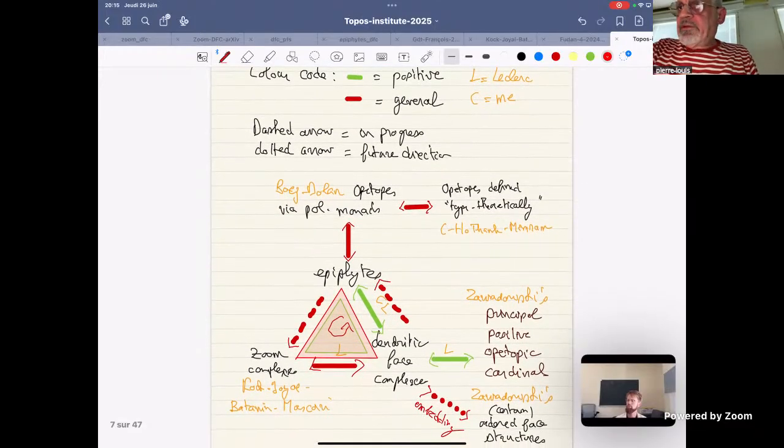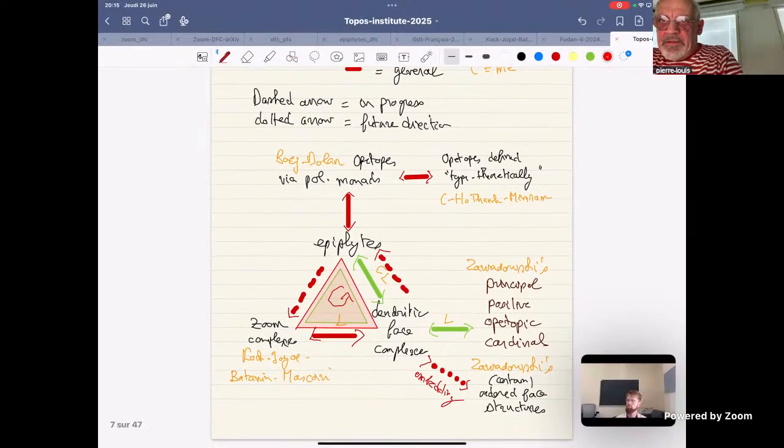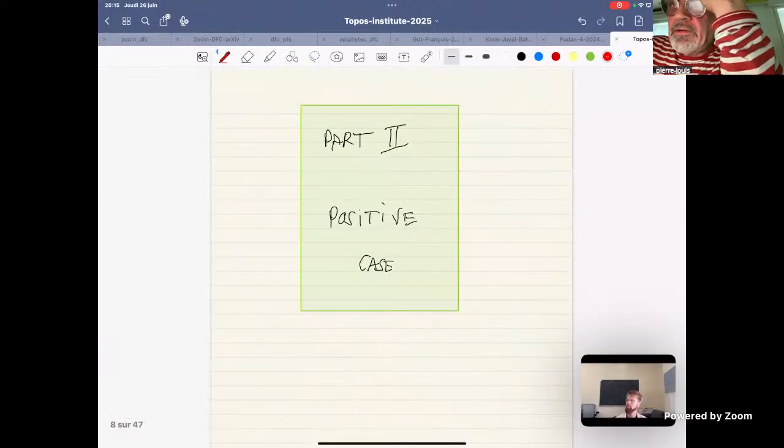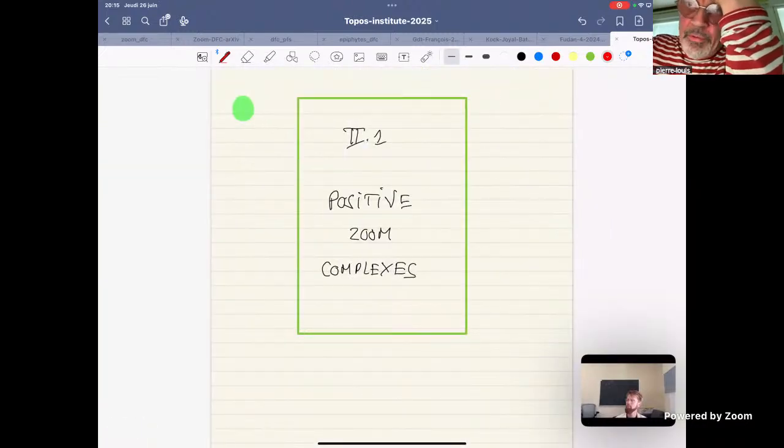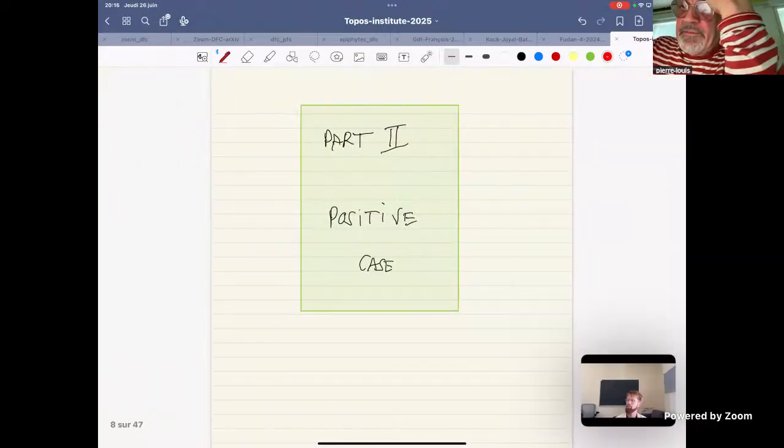And then the general case. As you see, some arrows in this diagram are in dashed lines, which means still work in progress. So some of the work presented here is clear in our works in the positive case, and is not yet entirely clear in the general case. Okay, good. So let's work on the positive case. And I will start with the zoom complexes.